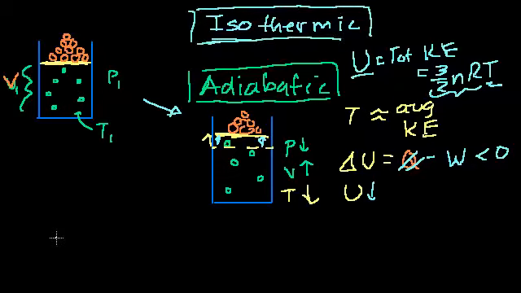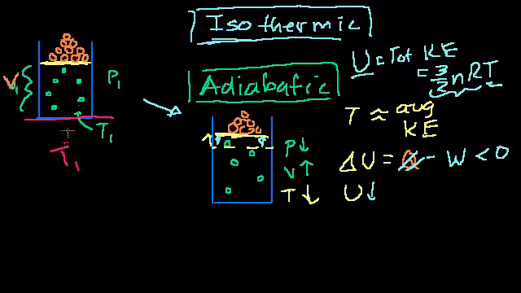So how can I do that? Well, what I'm going to do is I'm going to place my system on top of what we'll call a reservoir. So a reservoir you can kind of view as an infinitely large amount of something that is the temperature that we started off with. So this reservoir is T1.